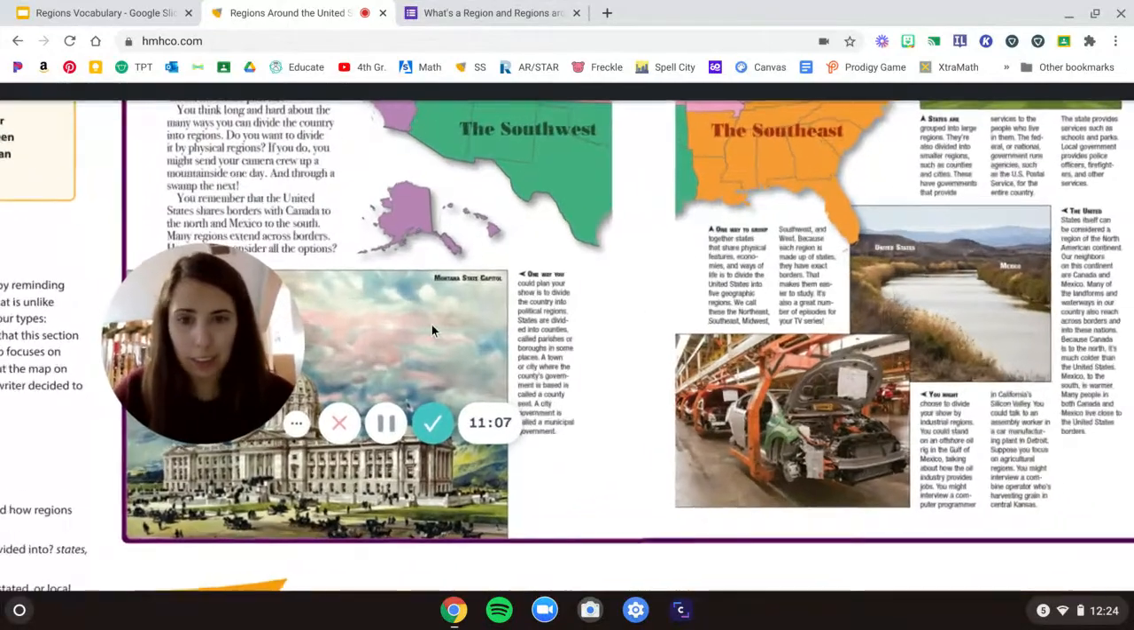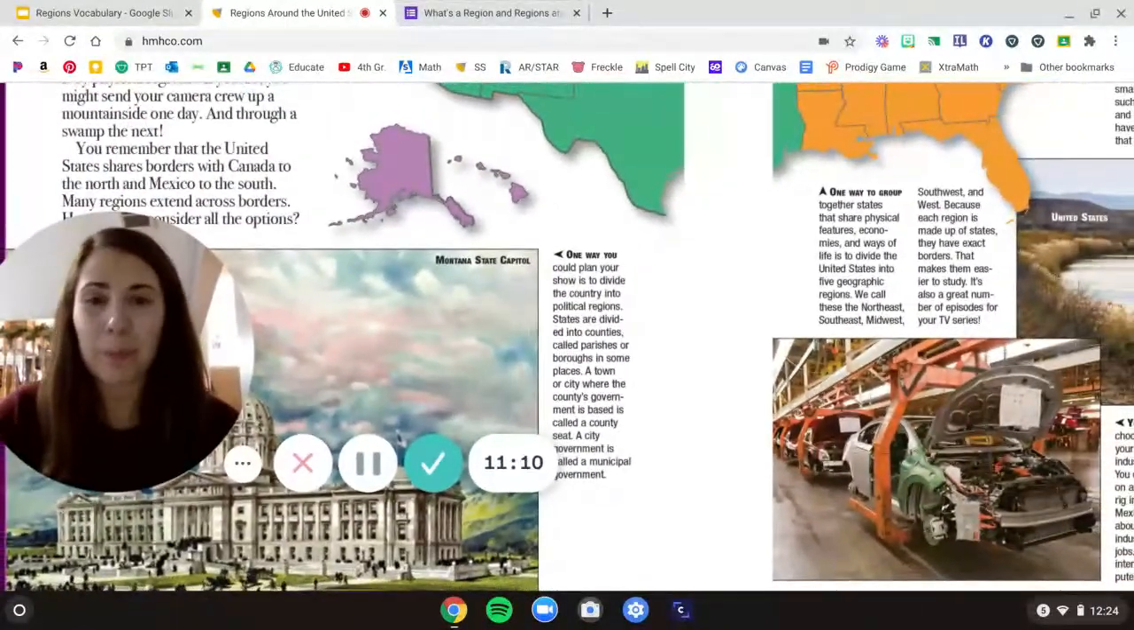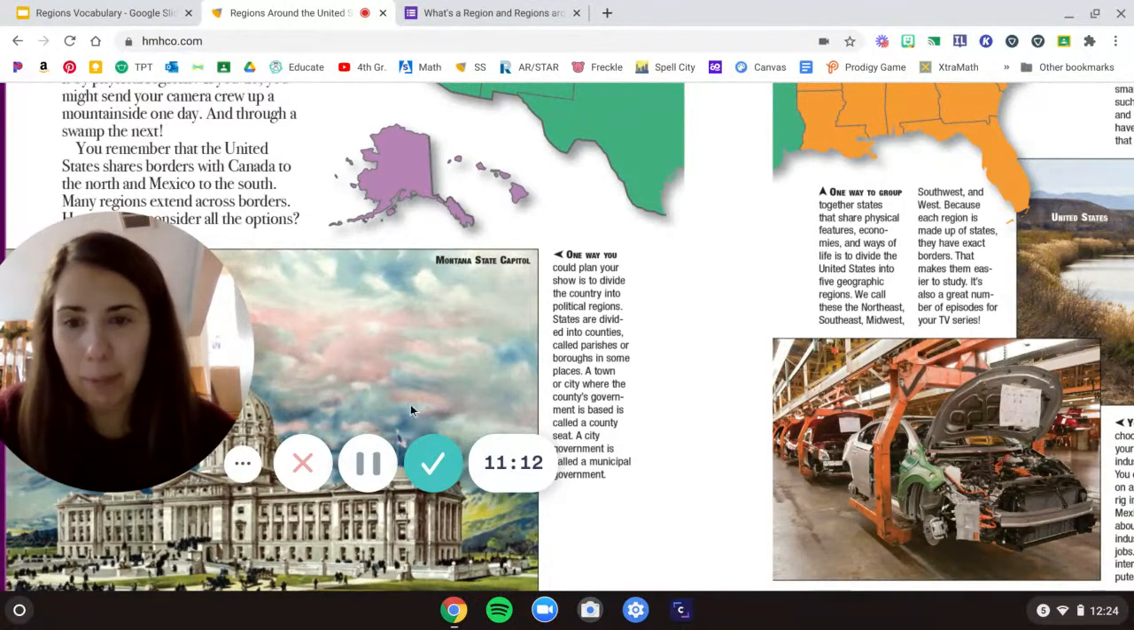All right. Let's zoom in a little. Oop, not that much, Mrs. Wells. All right, so Montana State Capitol.